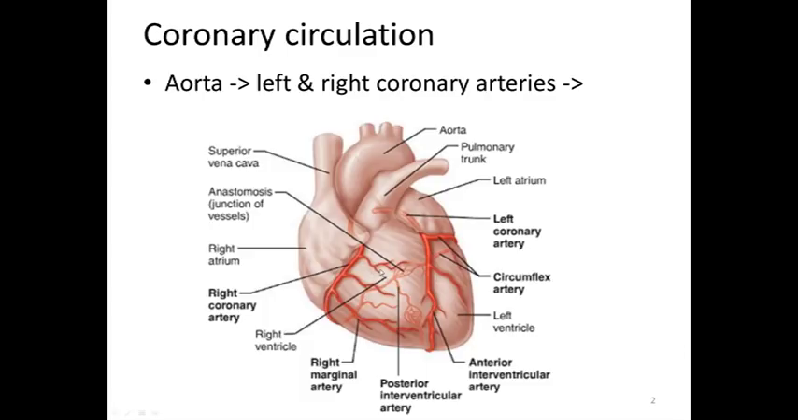The other division is this posterior interventricular artery. It runs all the way to the apex of the heart and supplies the posterior ventricular walls, so around the back of this picture. While the heart's only 1/200th the weight of the body, it requires 1/20th of the entire blood supply, because it never stops working.